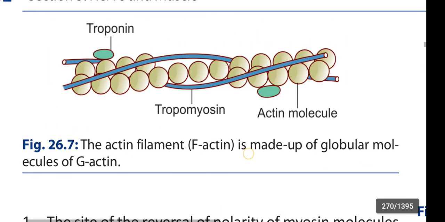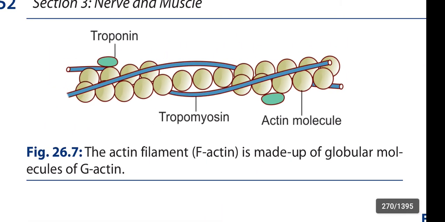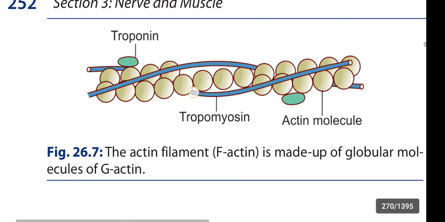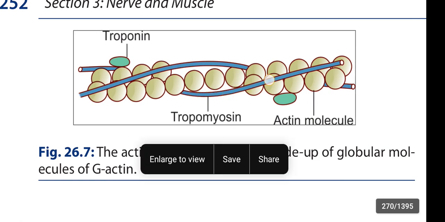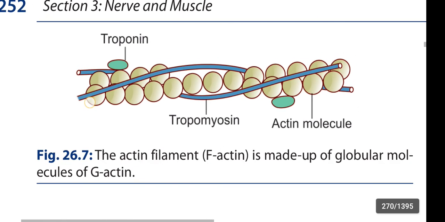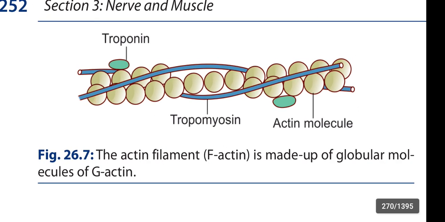Okay guys. And this is the tropomyosin, this is the troponin, and these are the actin molecules. These actin molecules are joined to form a filamentous structure, which is the backbone for the thin filament.